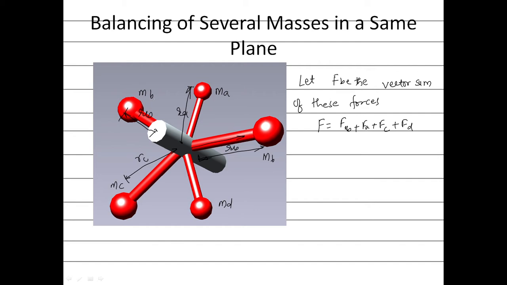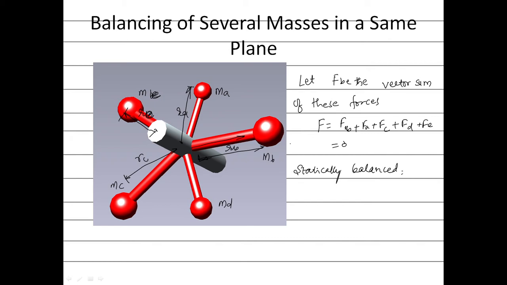Let us label these as A, B, C, D, E. Now this has to be equal to 0. Then only the rotating member is statically balanced. Then only a rotating member is statically balanced. Right.